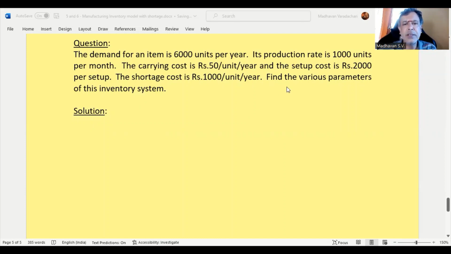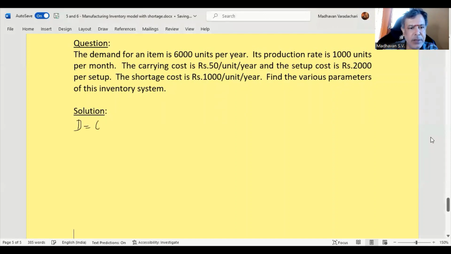Various parameters in the sense we need to find out the EBQ, economic batch quantity, and maximum shortage, maximum inventory, and then cycle time, etc. All those aspects. So first of all, let us capture what is given in the question. It says demand for the item is 6,000 units per year. That means capital D is 6,000. Production rate is given as 1,000 units per month.